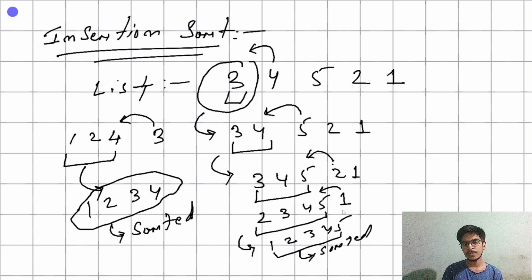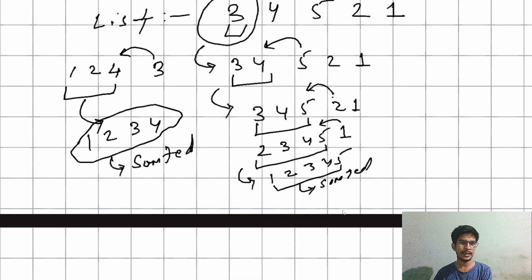Now if we talk about the algorithm and how it works, we'll basically take i and j variables, as we always do in bubble sort and selection sort. Let's see how to implement that and how it works in the code. Code explanation.